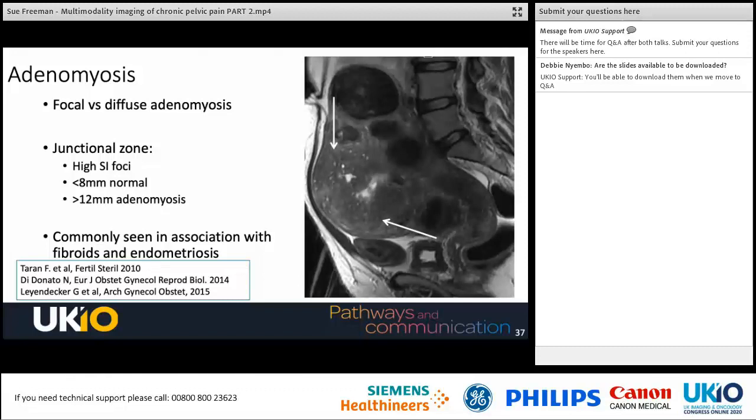Leyendecker et al. found the prevalence of endometriosis in patients with adenomyosis to be 80%, and the prevalence of adenomyosis in endometriosis to be 91%. So these two entities are commonly coexisting, although the pathological cause for this isn't currently understood.